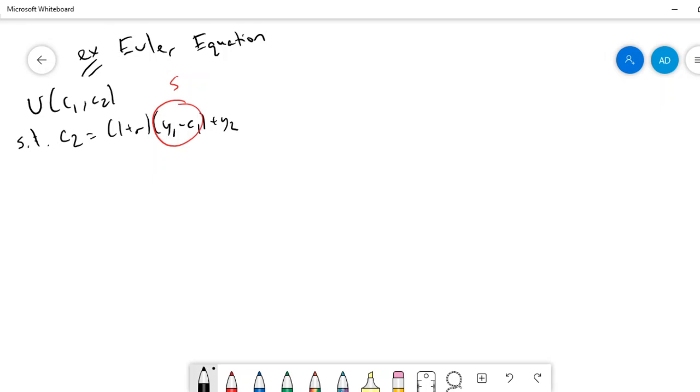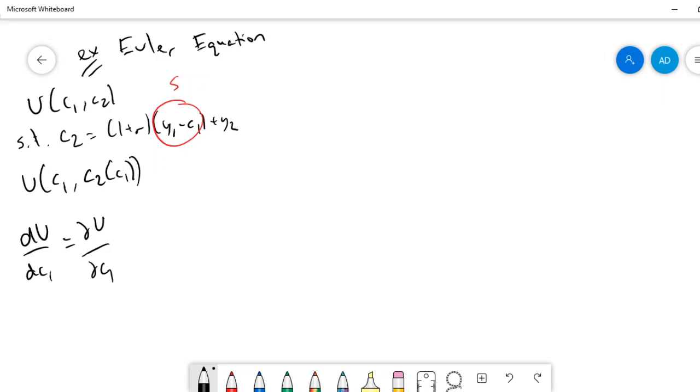I need to differentiate this with respect to C1 using the chain rule because what we really have here is C2 as a function of C1, right? These things are connected through the budget constraint. So if I want to think about the effect of C1 on C2, I have to incorporate that budget constraint when I differentiate. When I differentiate with respect to C1, I get two things. I get the partial derivative with respect to C1. That's what I've been calling the direct effect.